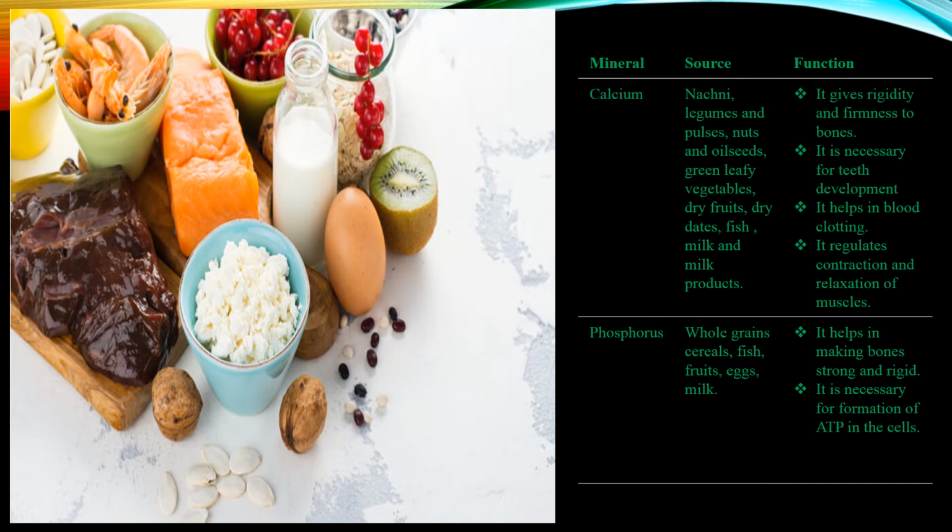Calcium. Nuts and oilseeds, green leafy vegetables, dry fruits, fish, milk and milk products are some of the sources of calcium. Now let us see the functions of calcium. It is needed for bone development. It makes the bones strong and healthy. It is also needed for teeth development. Calcium helps in blood clotting and it also regulates the contraction and relaxation of muscles.